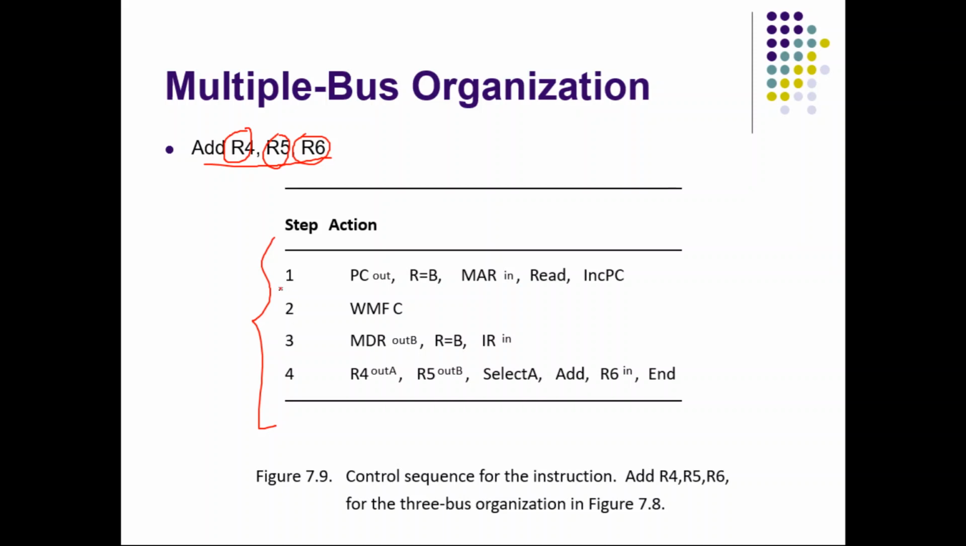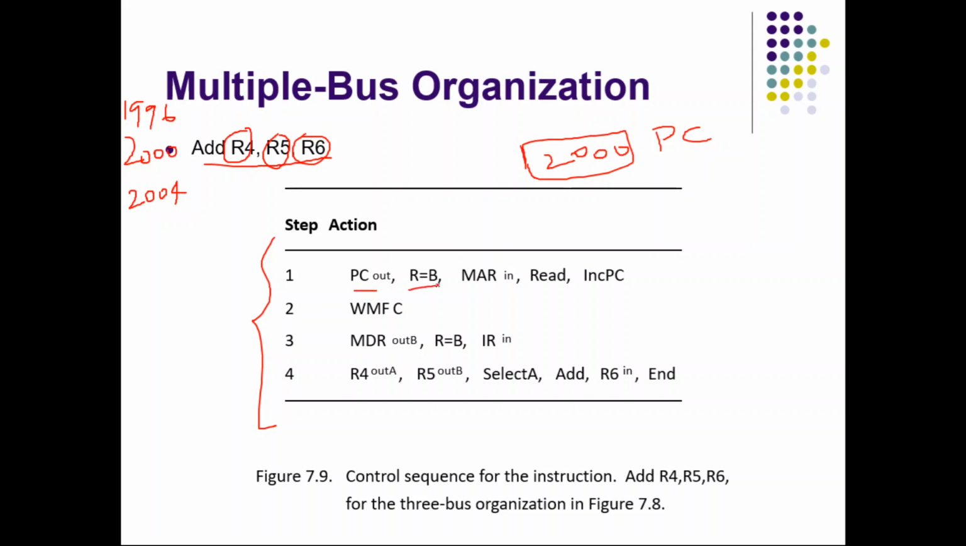Let us assume that this instruction is available at address 2000, and the address of the next instruction is 2004. The previous instruction was at 1996, and let us assume it was just completed. So PC will be currently holding 2000. First we say PC out, or equal to B.